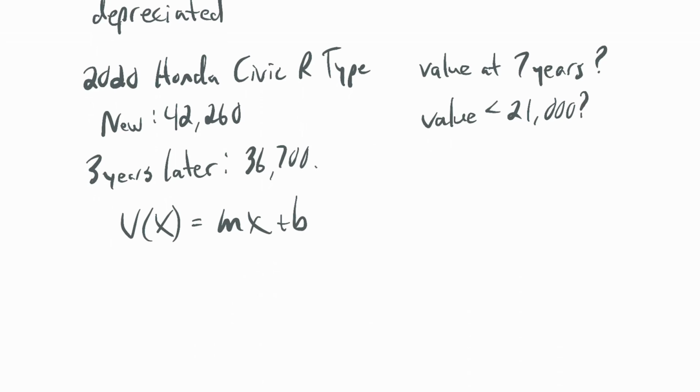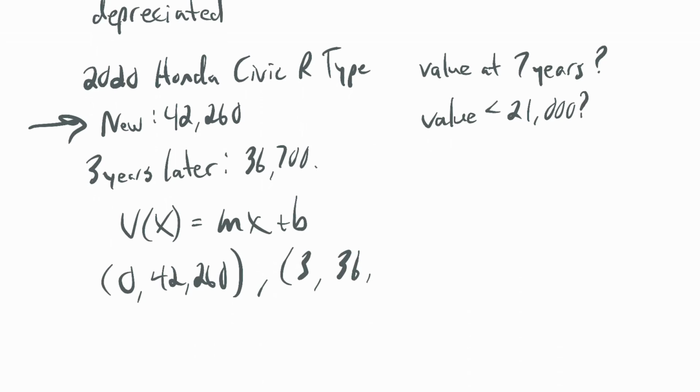I could say, well, this information, that when it's new, the value is 42,260. I can say that the ordered pair 0, 42,260 is a point on the graph of that function. When x is 0, meaning 0 years, I just got it, the output, the value, is 42,260. And then 3 years later, when x is 3, it's 36,7. I know it might look a little confusing because I'm using commas for two things, so maybe I should get rid of these commas just so it's not confusing.